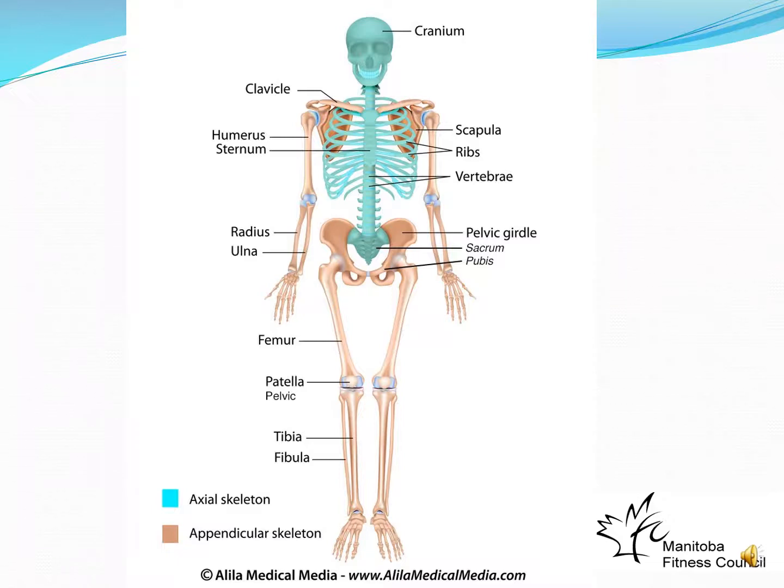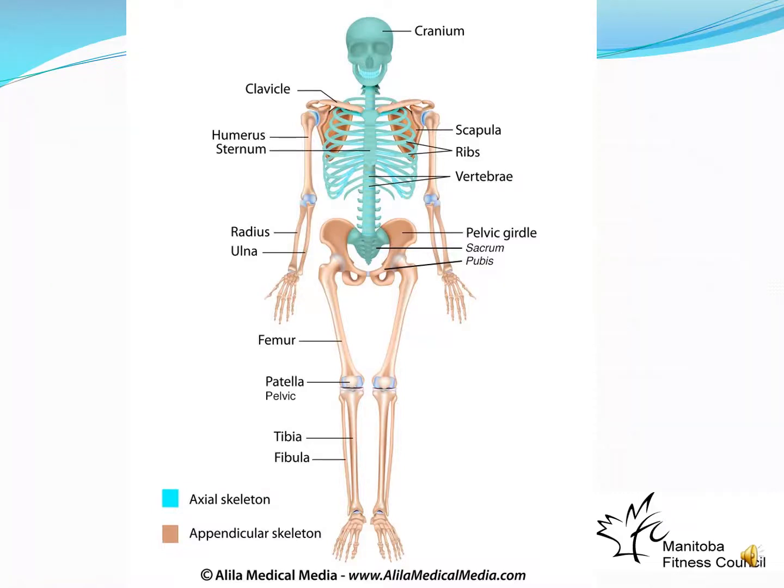Then we will have our spine, and the name for the bones of the spine are our vertebrae. It's pluralized here to vertebrae. Vertebra is one, vertebrae is multiple bones of the spine. Then if we go into our arm, our upper arm bone is called our humerus.